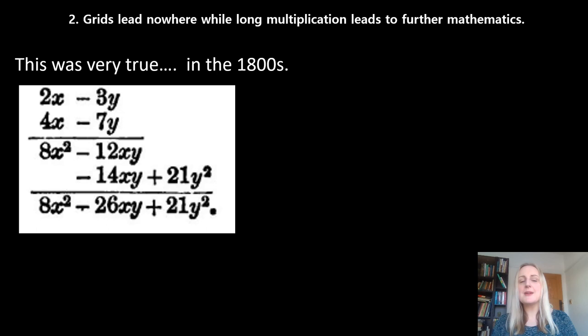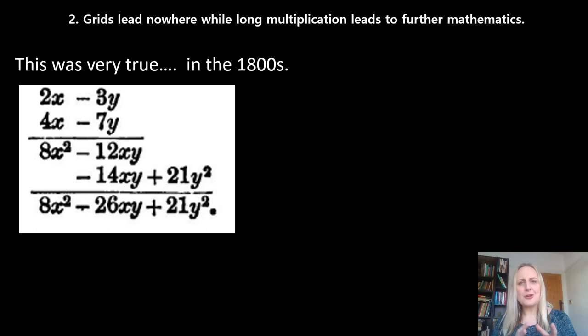So to say that the column method for multiplication leads us on to further mathematics baffles me, because apart from multiplying algebra, which we don't do anymore in this method, I can't think of anything that we do at secondary that uses that same method that column multiplication uses. I can't think of a thing. Maybe I'm missing something. So to say that the column method leads to further mathematics confuses me.